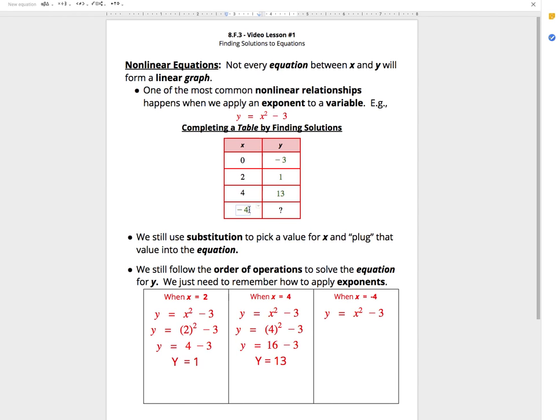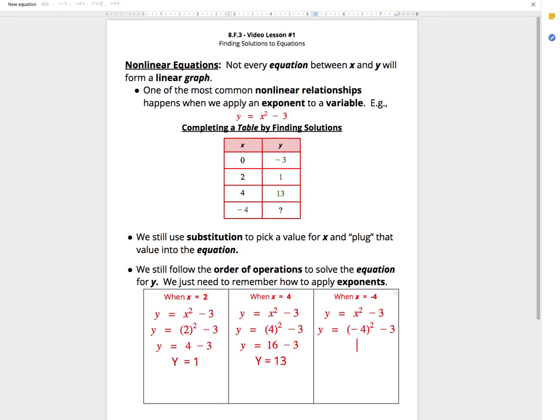The last x value we're going to pick is a negative value, a negative 4 for x. If I take this equation, y equals x squared minus 3, I'm going to replace the x with negative 4. It's important to use parentheses because this reminds me that it's the negative 4 that needs to be squared.